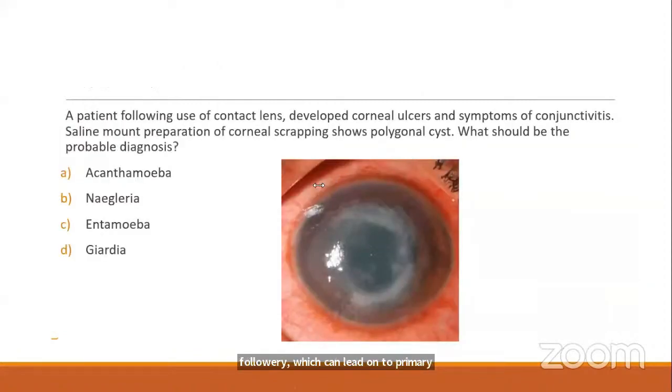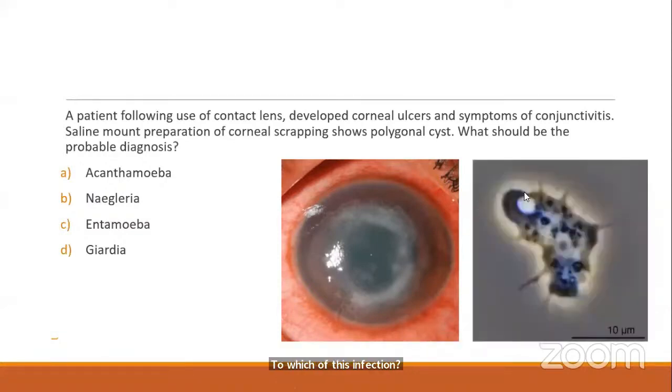So a patient who is using a contact lens recurrently in unhygienic conditions can be predisposed to which of these infections? Yes, it is Acanthamoeba keratitis which can occur. So this is an Acanthamoeba with pseudopodia. These are the pseudopodia. Okay.